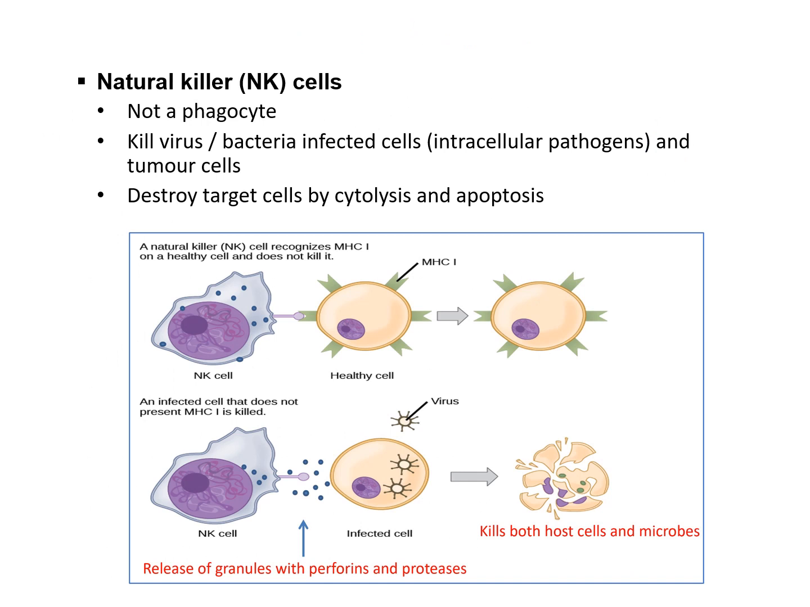Natural killer cells are leukocytes that roam in the body looking for virus-infected cells or cancer cells. They are not phagocytes. They destroy target cells by cytolysis and by creating holes in the plasma membrane, which leads to cell apoptosis.